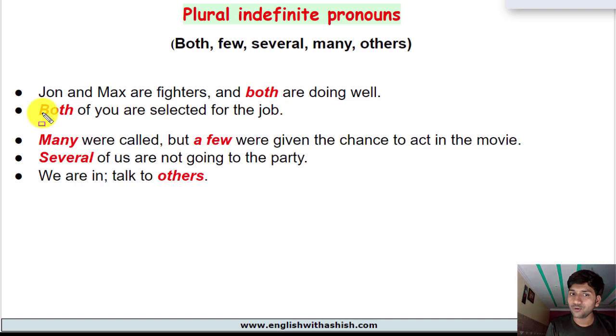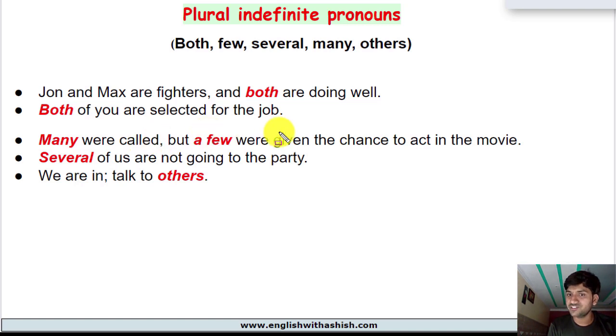Both, plural. Both of you are selected for the job. Now if both is followed by a prepositional phrase, of plus a noun or a noun phrase, the object of the prepositional phrase coming after of is going to be a plural noun or a plural pronoun, right? Both of the team members, both of the dancers, both of the singers, both of you, a plural pronoun. Both of you are selected for the job, right? Two of you are selected for the job.